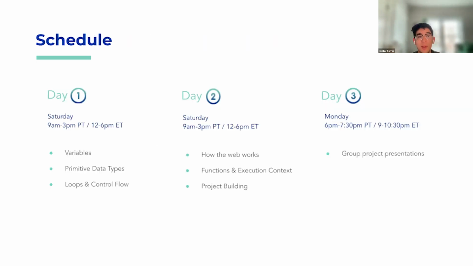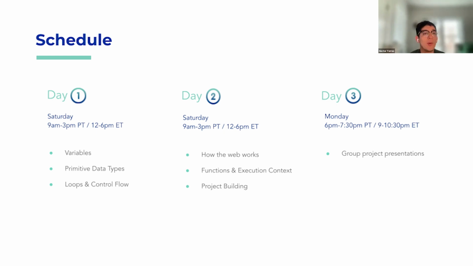It'll take place over 2 Saturdays, so 2 consecutive Saturdays. It'll be 9 a.m. to 3 p.m. Pacific time or 12 to 6 Eastern time. Over those 2 Saturdays, and then again on that last Monday, you'll have your group project. And you can see each day you'll cover around 3 topics. So this is more introductory, to make sure that you have your foundations laid out and that you understand how the web works, the bare bones.